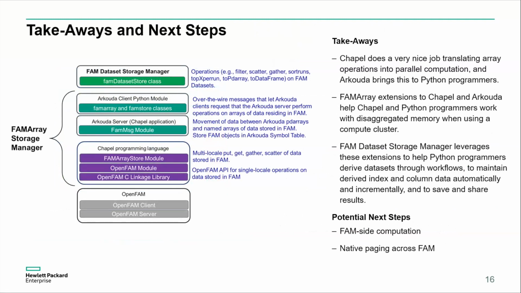Okay, takeaways and next steps. So the takeaways were CHAPL does a really nice job with the data distribution. And the FAM array extensions to CHAPL and Arcuda let the Python programmers and also the CHAPL programmers work with FAM. And the FAM dataset storage manager lets users derive datasets through workflows. And I'm not going to read this. The potential next steps are memory side computation, in other words, doing operations on the memory servers themselves for operations that don't need to go to the compute nodes.